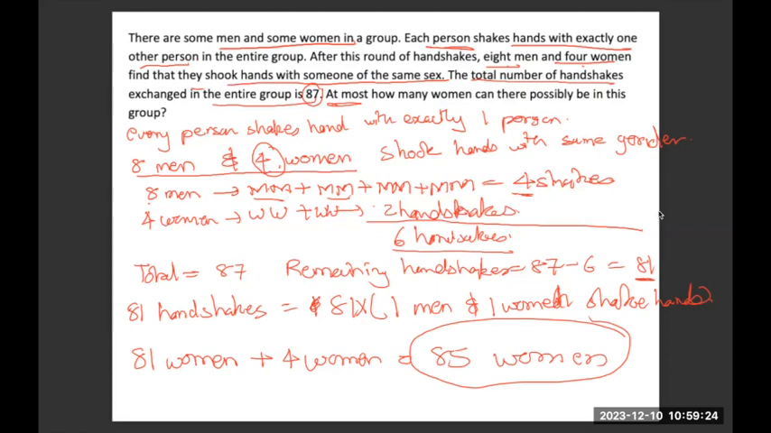Ma'am, where did the 6 come from? The 6 comes from here, 4 plus 2, 6. So 8 men and 4 women shook hands with the same gender. So for 8 men, how many handshakes will there be? There will be 4 handshakes. For 4 women, how many handshakes will there be? 2 handshakes. So the total handshakes done by the same gender are 6 handshakes. Out of 87, the remaining handshakes after the 6 handshakes are 81. Is it clear?